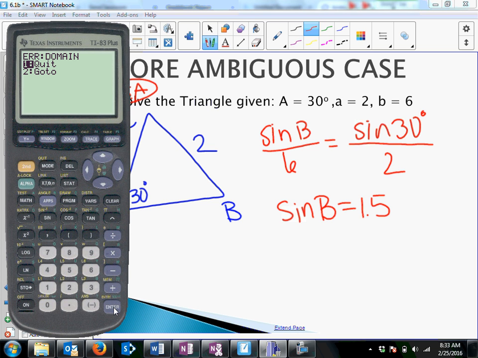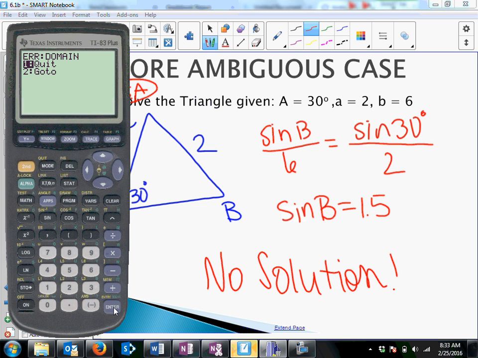I wanted to use these nice numbers so we could see what's happening. If you get this error message in your calculator, what does that mean about our triangle? There is no solution. That side A is too short to meet up with side C. There's nowhere for it to go. So those are your three different cases. Two solutions, no solution, one solution.